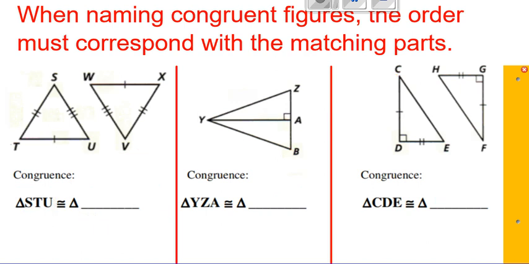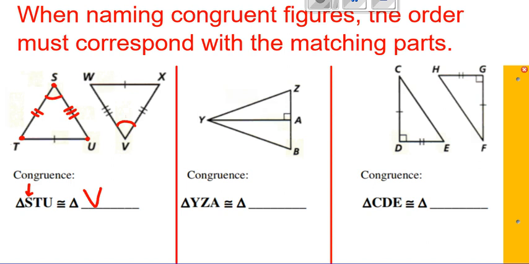Okay, so when naming congruent figures, the order must correspond with the matching parts. So, for example, they are triangle STU. Okay? Notice that angle S is falling between the sides with markings of 2 tick marks and 3 tick marks. Over here, make sure that I choose the angle when I start, because that's where I need to start. That is between the side that has the 2 tick marks and the 3 tick marks, which would be angle V. So I'm going to start with angle V.